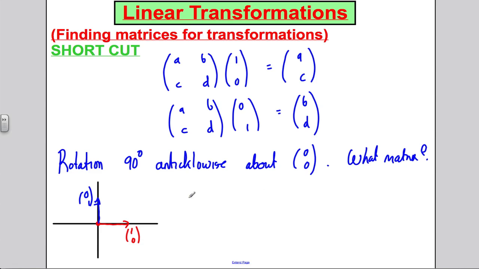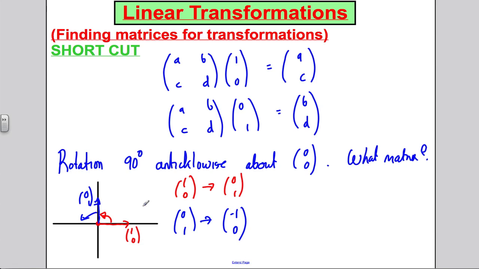Well, clearly, where would 1, 0 go after that? 1, 0 would go to the point 0, 1, if I rotate it 90 degrees anti-clockwise. And this one here, 0, 1, well, where would that go? That would go to the point negative 1, 0.